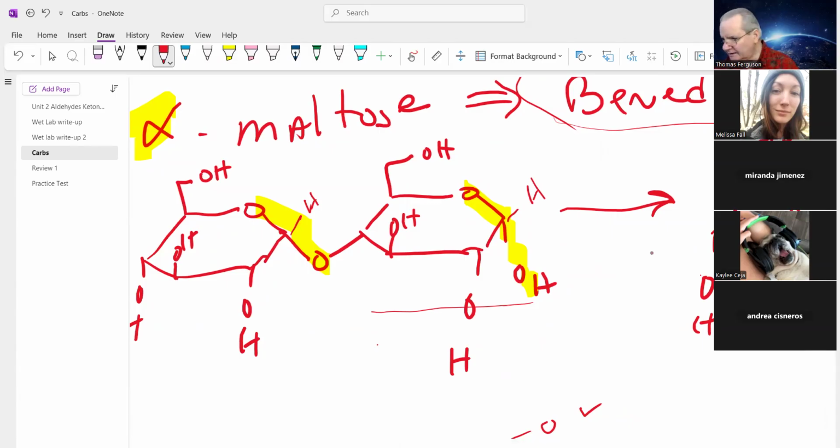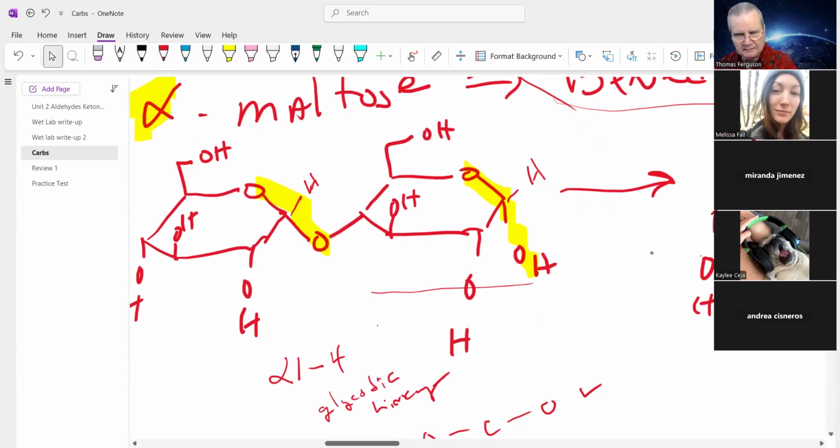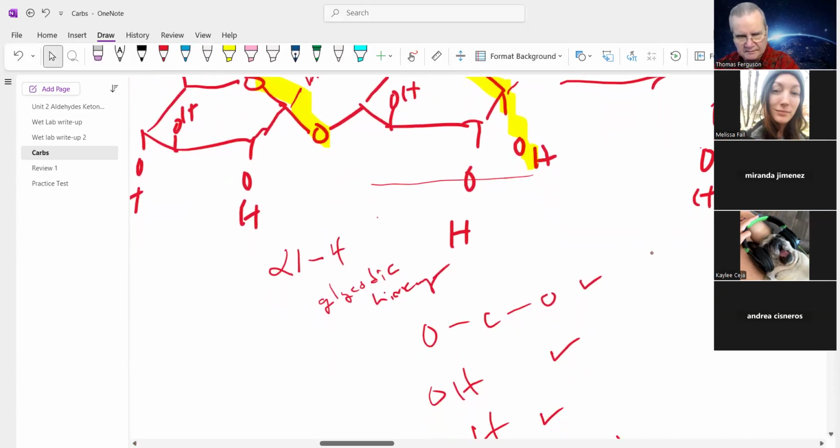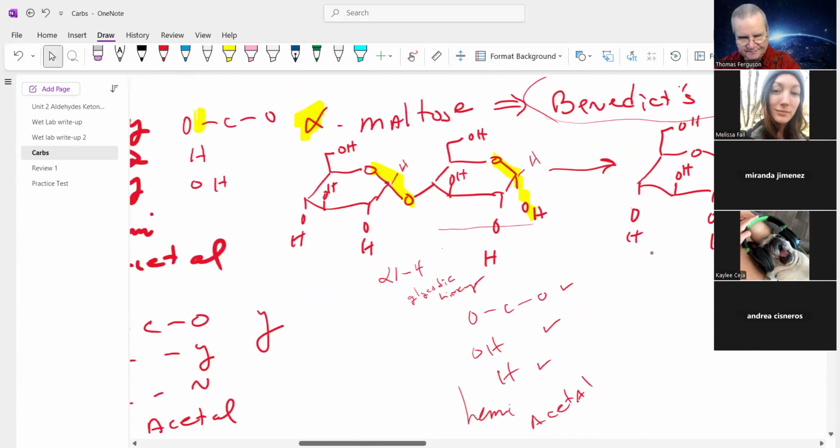And then the next thing I'll ask you is the linkage between the two glucose groups. This is going down, so it's an alpha carbon number 1 hooking up to carbon number 4. So it's an alpha 1,4 glycosidic linkage. That would be a typical test question.